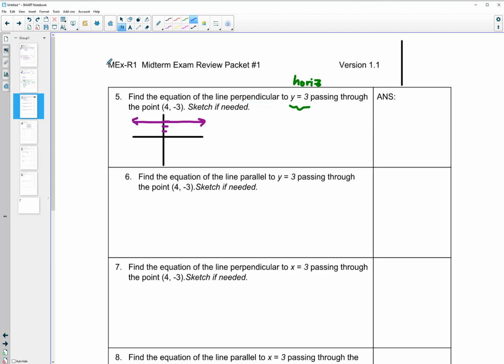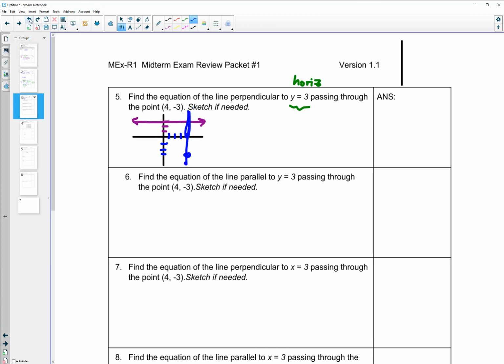But they have a specific request, which is that it has to go through the point (4, -3), right? So 1, 2, 3, 4, and then this part's less important, -3. I really should do it here, -1, 2, 3. So it has to go through that point right there. I'll get rid of these because I was just counting boxes. So it has to be a vertical line because it's perpendicular to the purple line, and it has to pass through this point here. So I know it's going to go like this.